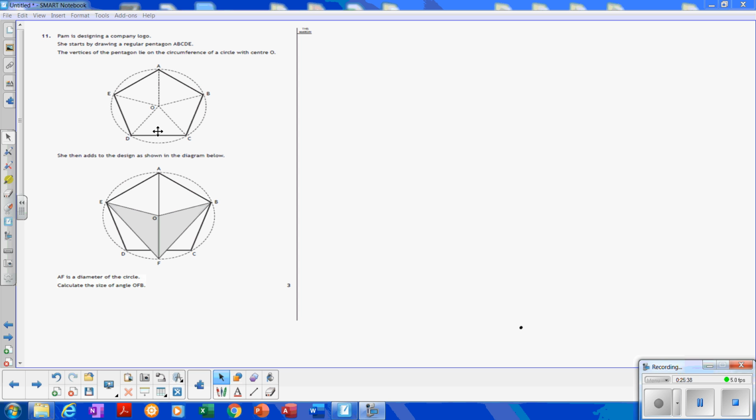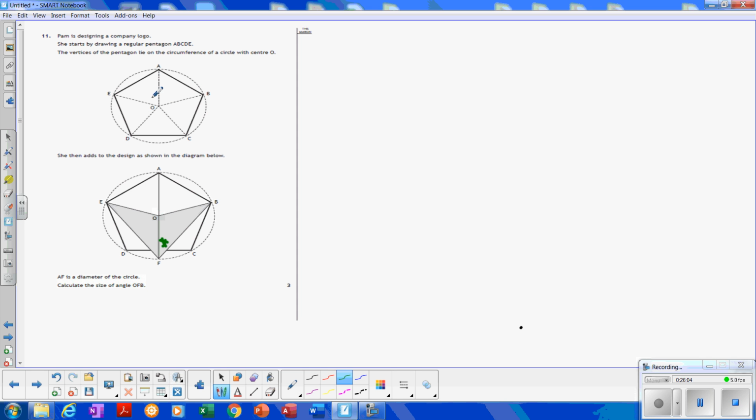And we've got to calculate the size of angle OFB. Right, so I'm going to label that angle. So OFB is that angle in there. That's the one that I want to find. Now we're going to start with that wee part there, EAO. There's EAO. And that part there is ABO. So that's that part there.